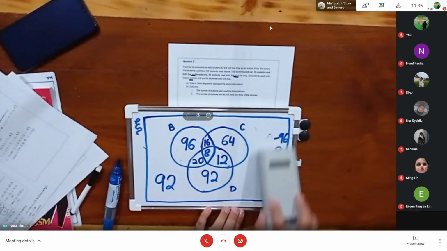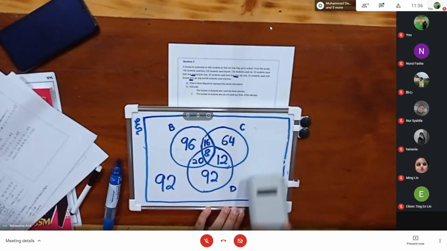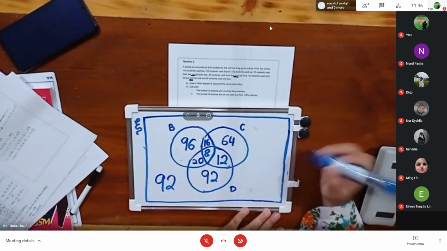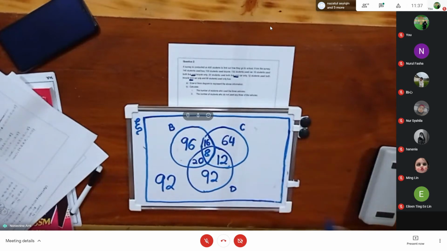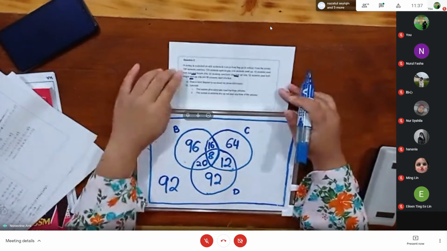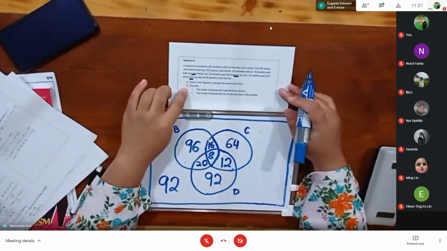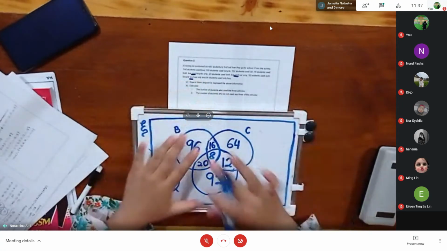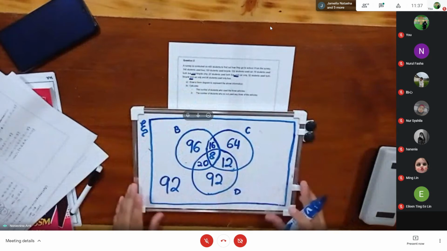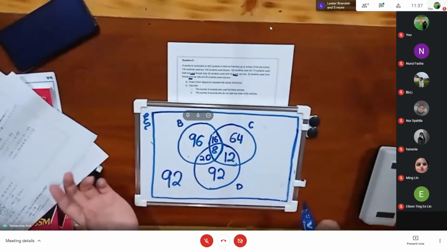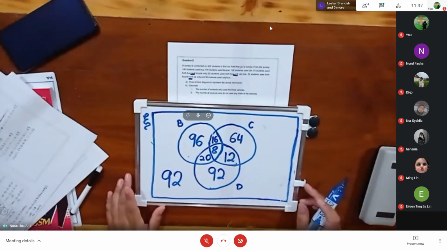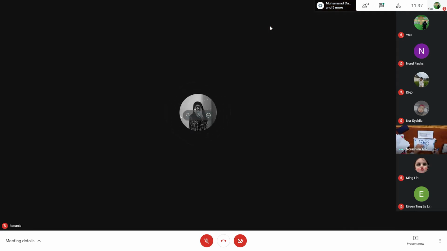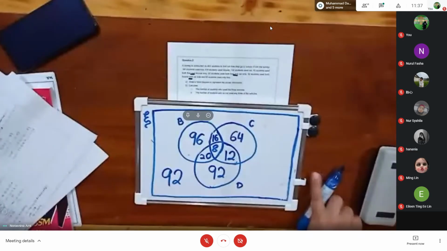Okay, so this is our Venn diagram. Now we already drew our Venn diagram for question 2A. So I believe that you can answer question 2B. Calculate the number of students who use the three vehicles. Which region from this Venn diagram represents those who use three vehicles? Which one? The 8. Yes, this part, 8.